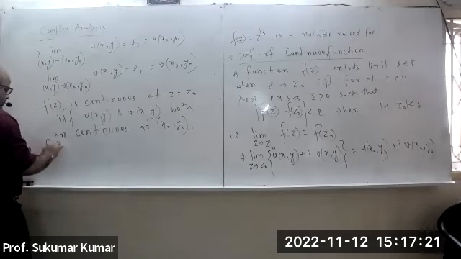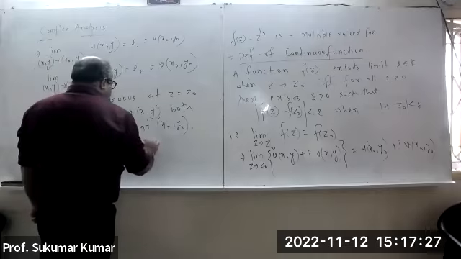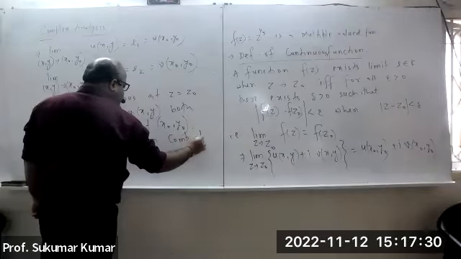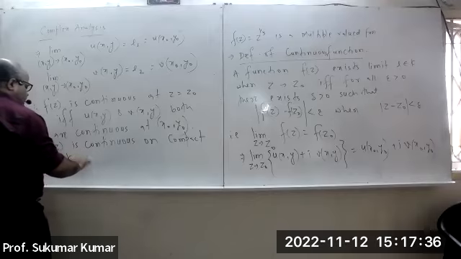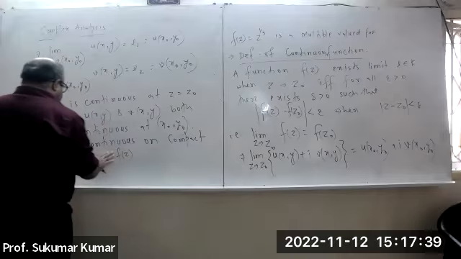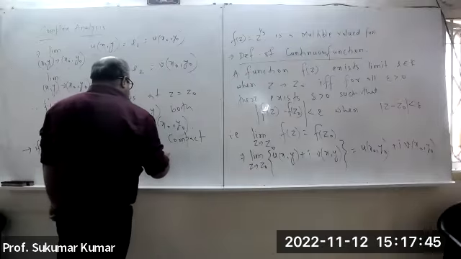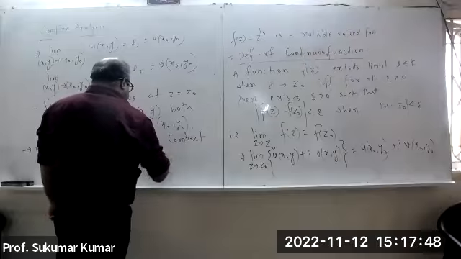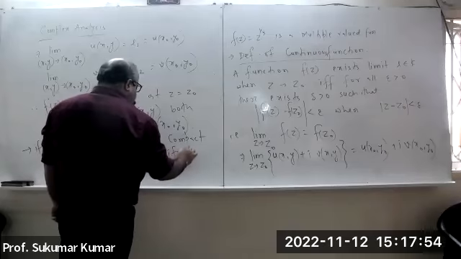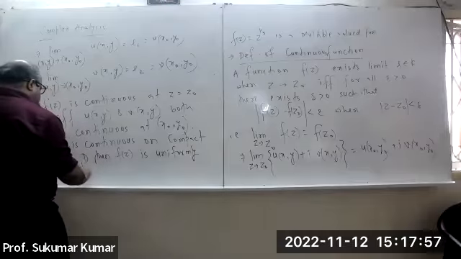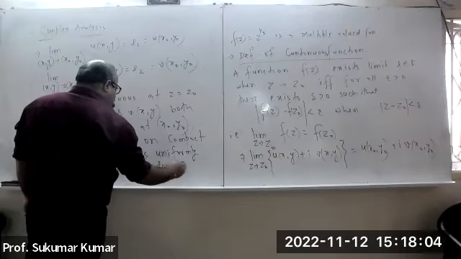If f of z is continuous on a compact domain or compact disk, closed and bounded, then the function is also uniformly continuous on that domain D.